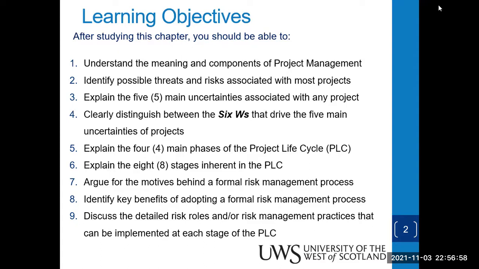Then we look at the 4 main phases of the project life cycle, the PLC, and the 8 inherent stages within the PLC. We must always have a formal risk management process, the RMP, so we look at the motivations for undertaking a formal RMP and the benefits of adopting one. Then we look at detailed risk and risk management practices and risk roles associated with each of the 8 stages of the project life cycle, and quickly at efficient and effective risk management associated with project management.